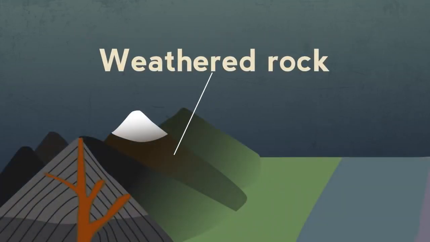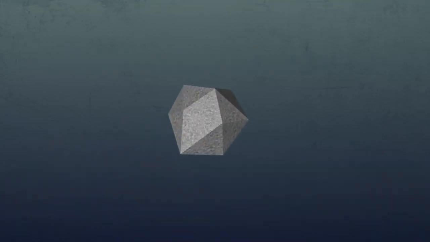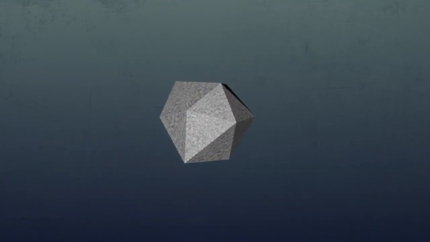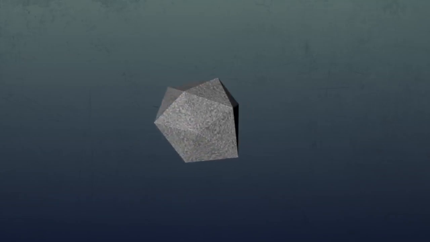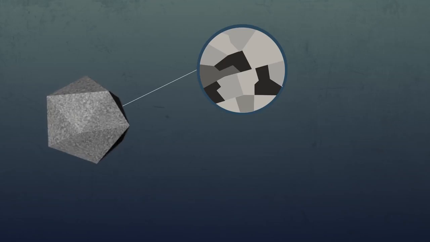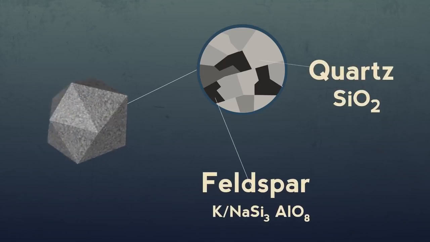Weathered rock forms the soil, but it is also eroded. That means transported, either by wind or more usually by water, to the sea. Notice the dark and light-coloured grains in granite. These are minerals, the pure substances that make up rocks. The dark grains are feldspar and the light grains are quartz.